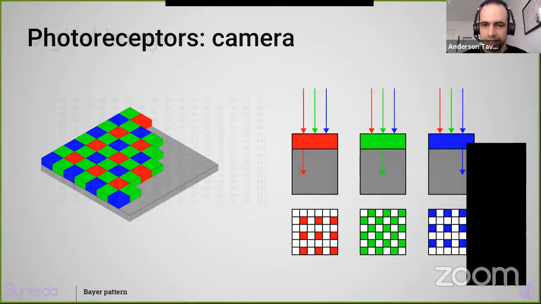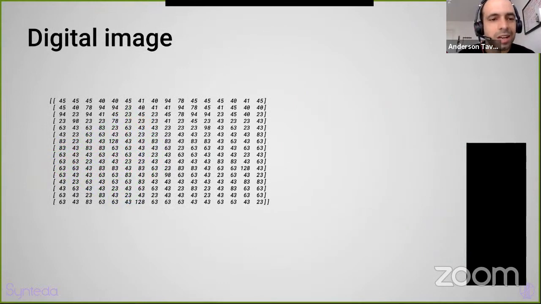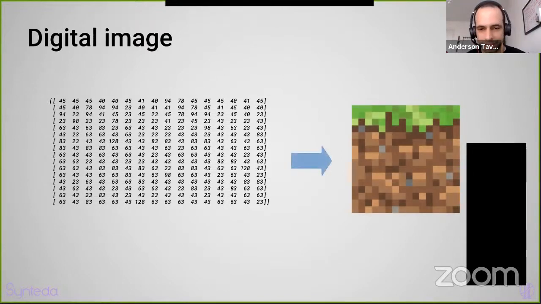After converting the light into an electric signal, we digitize it, converting it into a binary format, and we store it on the disk so that the file can be loaded and interpreted as an array of numbers. So we can do some processing, some computer vision image processing here, or just plot it as an image itself.